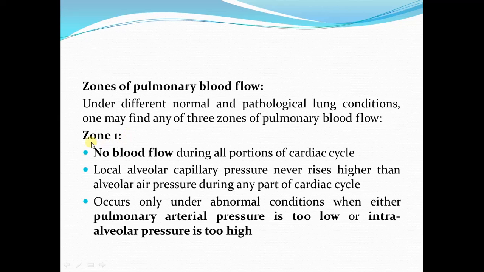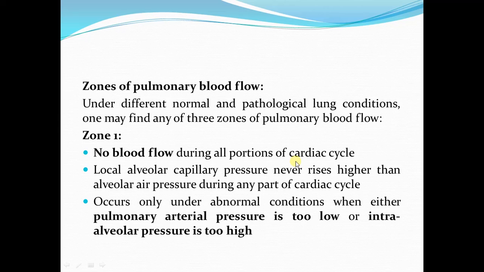First we are going to talk about the zone 1 blood flow. Now zone 1 blood flow is a zone of no blood flow, no blood flow during all portions of the cardiac cycle. Here I would like to emphasize that when we talk about the blood flow through a part of the lung, we will talk about the 2 phases of the cardiac cycle, that is systole and diastole. So in zone 1, blood flow does not occur during any portion of the cardiac cycle, that is both during systole and diastole.